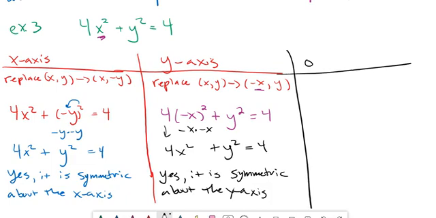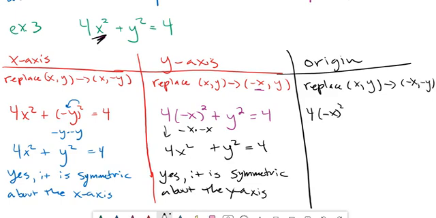Right, and then lastly, we're going to test about the origin. So again, our directions that we know we have to write down, we're going to write replace x comma y with negative x comma negative y. So each x and y is going to get replaced with negative x and negative y. So 4, again, the x is getting replaced with negative x squared, plus now the y is also getting replaced with negative y squared equal to 4.